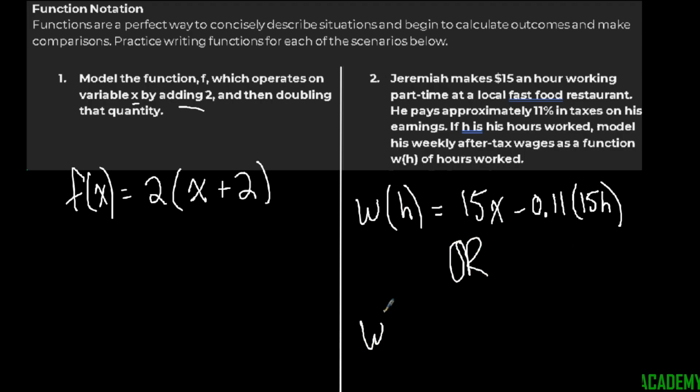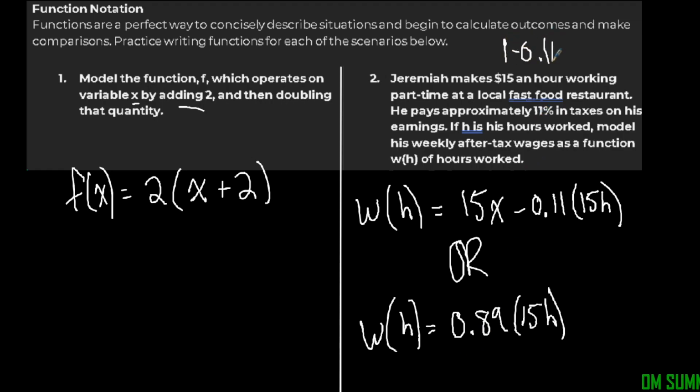I like to write it as one equation, meaning one variable on our right side. And so I could say that would be the same as 0.89 times 15h. And the reason why I get that 0.89 is because Jeremiah is making 89% of his wages because he takes out 11%. So that's where the 89 comes from, because 1 minus 0.11 equals 0.89. So if you're wondering where that came from, that's what it did.